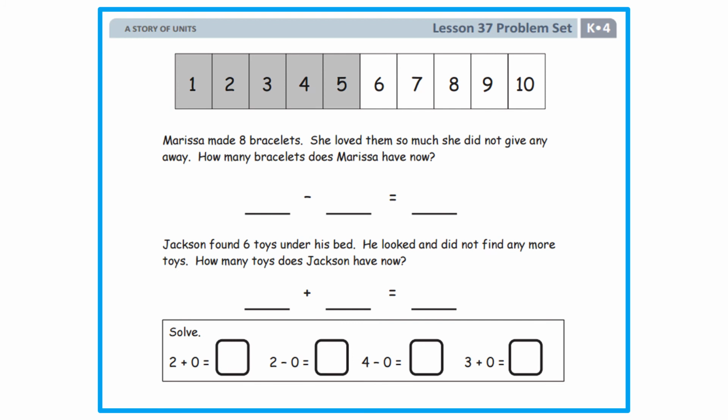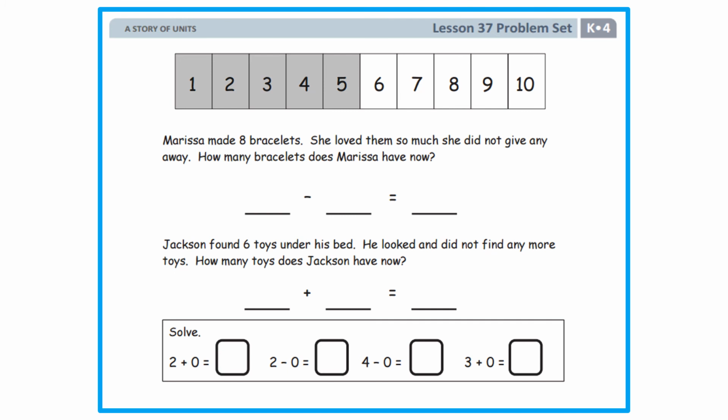I want you to try this problem set by yourself. I'm going to read it for you. Marissa made 8 bracelets. We've actually talked about this one also, so try to think back about when we did these problems before. So Marissa had 8 bracelets. You can show me 8. She loved them so much that she did not give any away. Do you remember that? She was so happy with her bracelets that she didn't want to share them at all. So if she had 8 and she gave 0 away, how many does she have now?